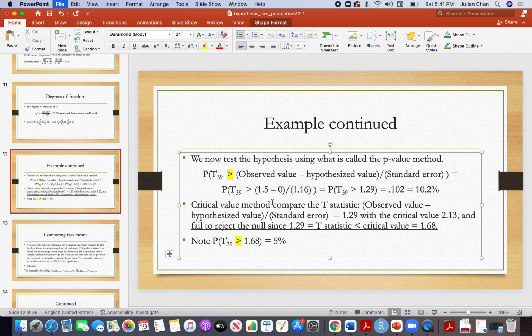So if we're going to calculate this p-value, we're going to calculate the probability a t-distribution with 39 degrees of freedom is bigger than this observed value minus the hypothesized value of 0, divided by the standard error. Well, this is the information plugged into the formula that we calculated in the previous slides that gives us 1.29. Now, let me show you how we get this 0.102 or 10.2%.